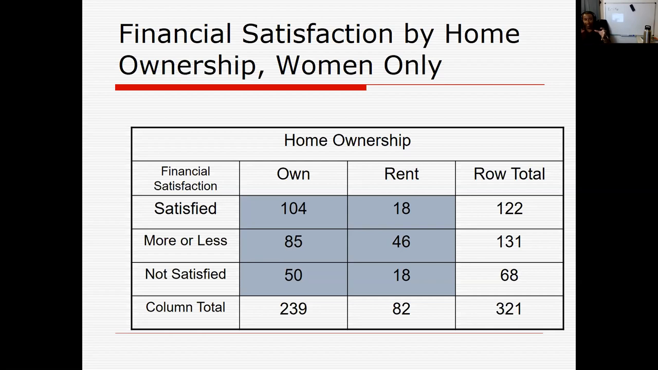Okay. Now that I have E1, I need to find E2. So I'm going to do this exact same process, except instead of looking at the row totals, I'm going to look at the independent variable. There are two categories. There's own, and then there's rent.